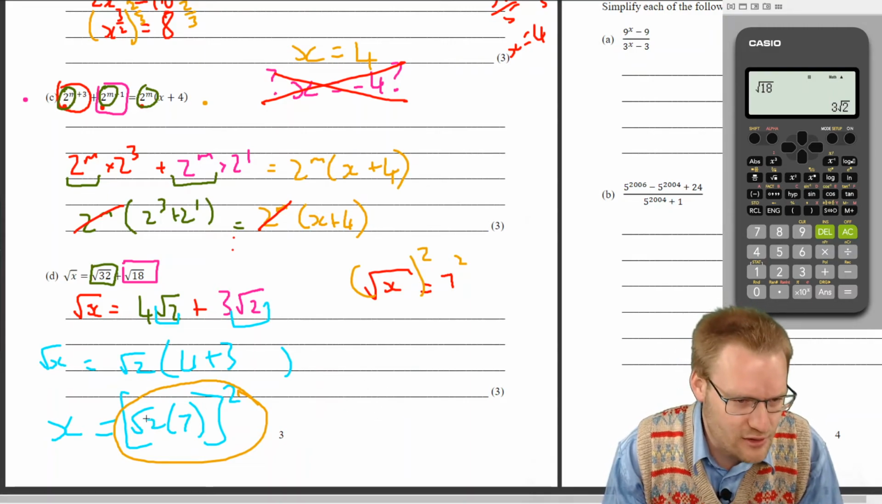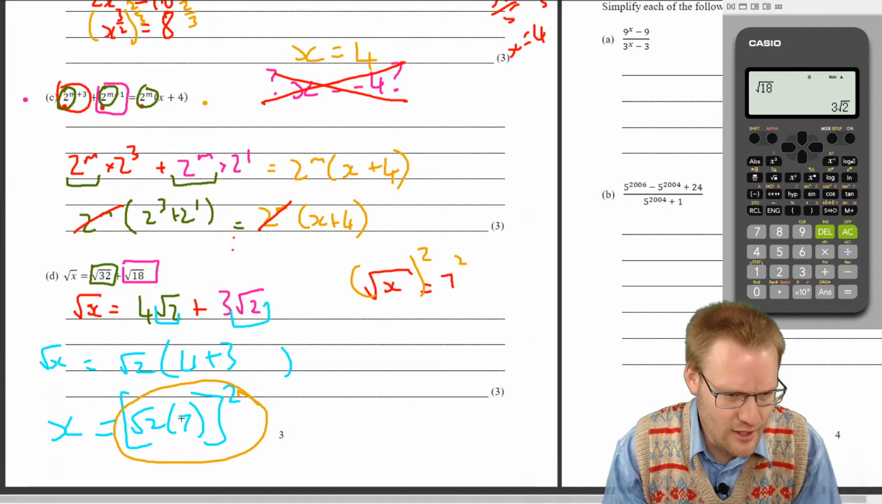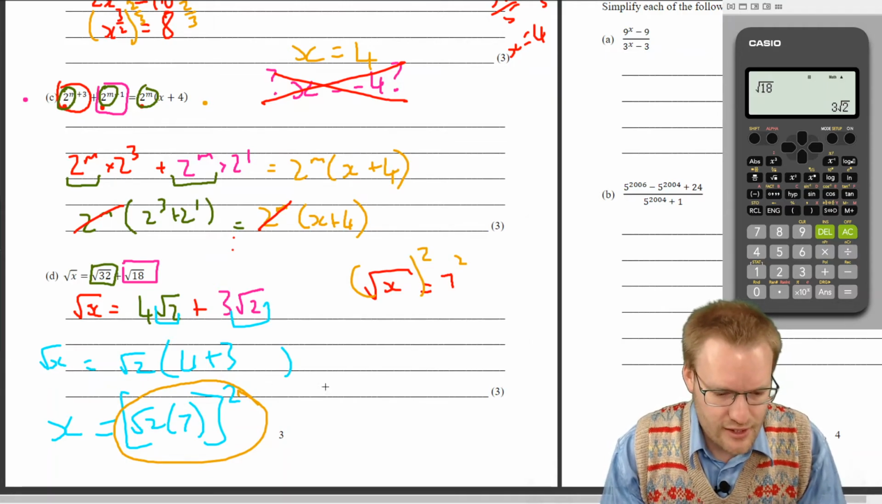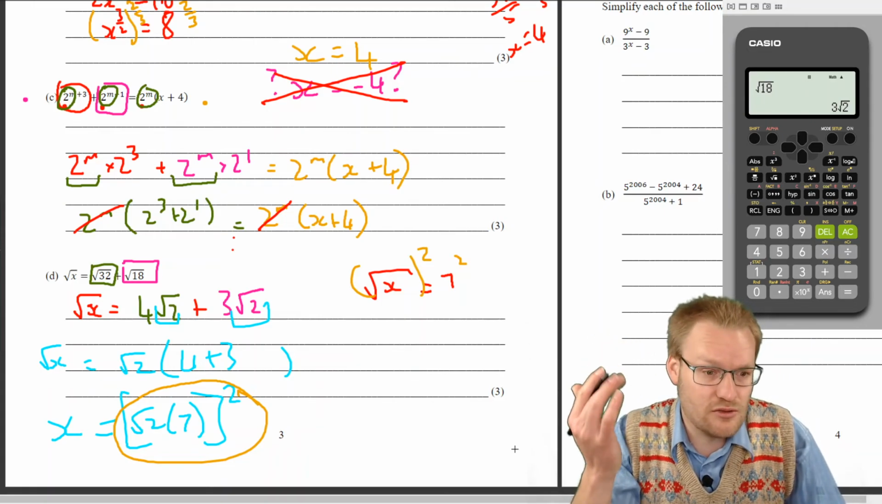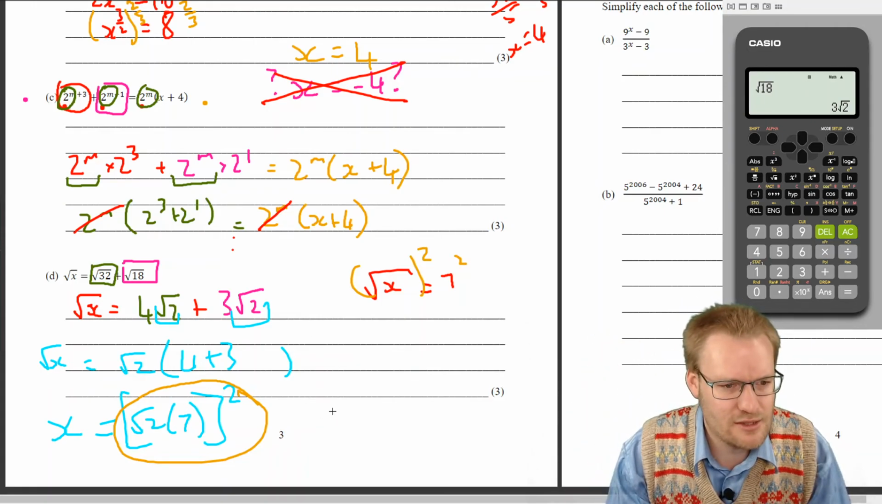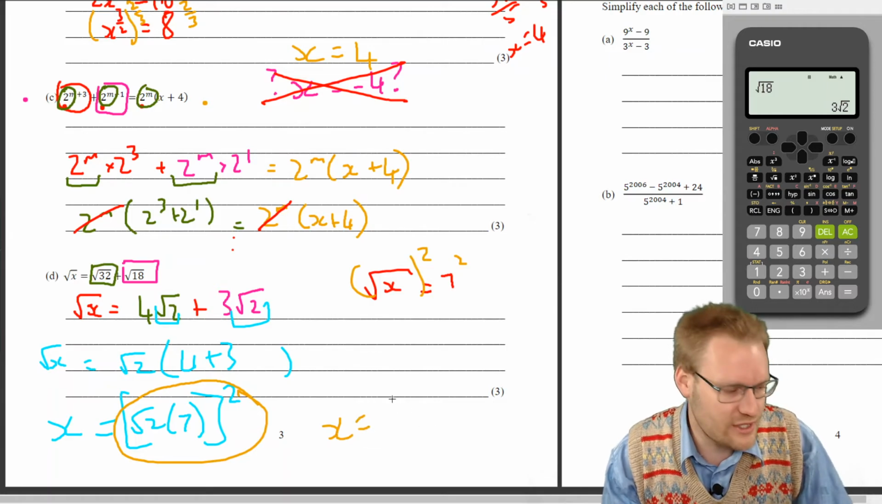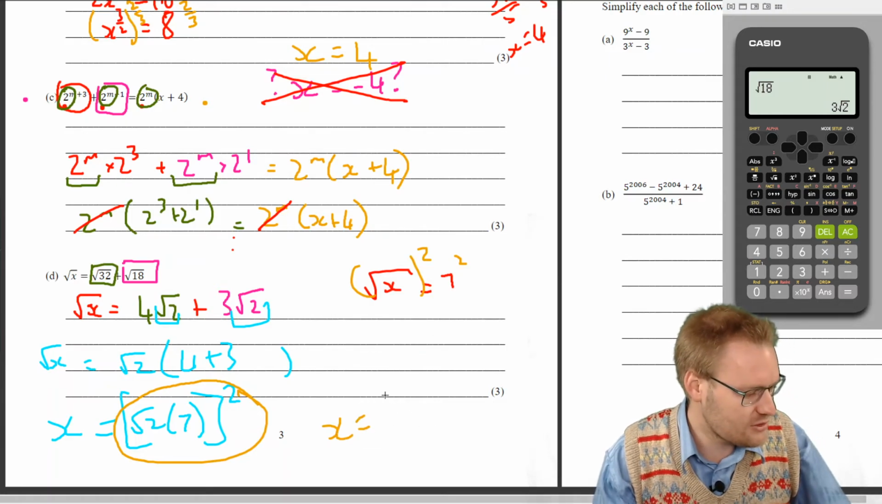I'm not going to know that you went, oh, square root 2 squared is 2. 7 times 7 is 49, so it's 98. Why not just use the calculator? It's such a nice resource, and we're not testing that as much anyway. So you punch in, you get x equals whatever. It's like 98 or so.